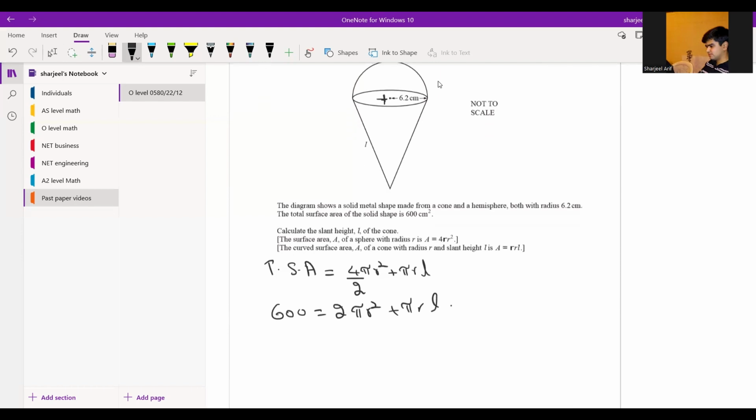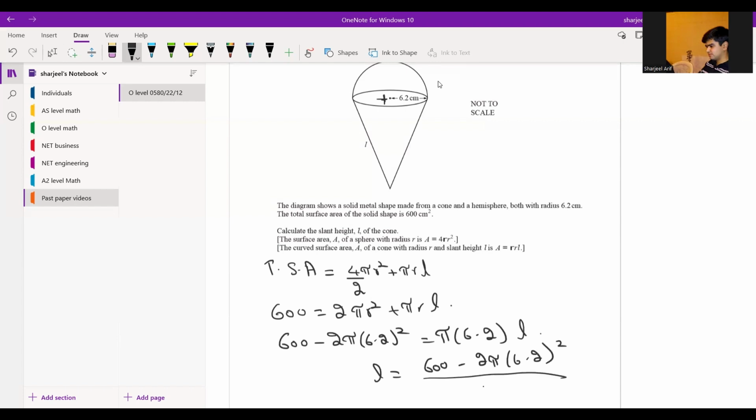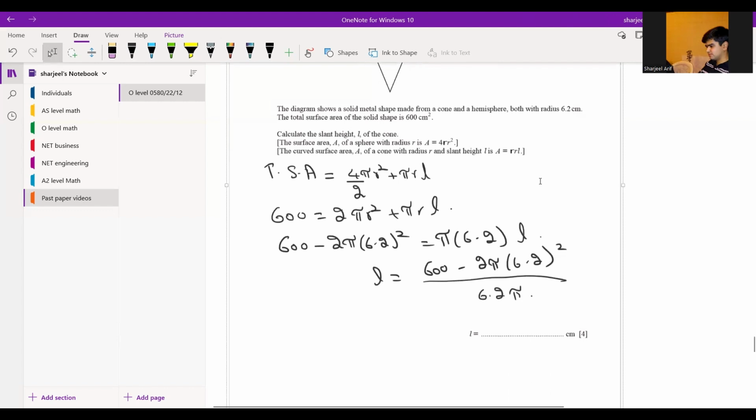The value of r is 6.2. So we will get 600 minus 2 into pi into 6.2 square equals pi into 6.2 into L, and L is equal to that divided by 6.2 pi. So our answer will be 600 minus 2 into pi into 6.2 square, divided by 6.2 pi, which is 18.4. So that would be our answer.